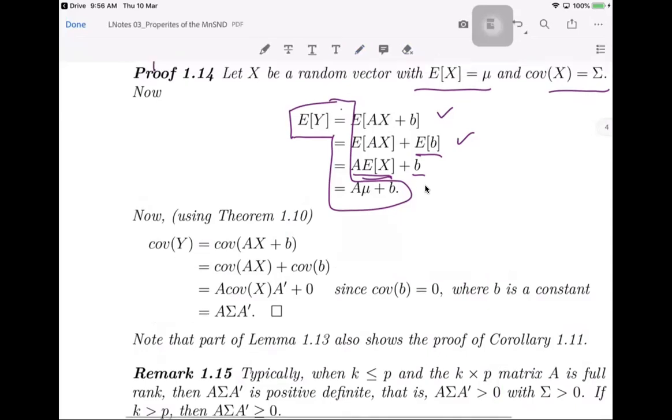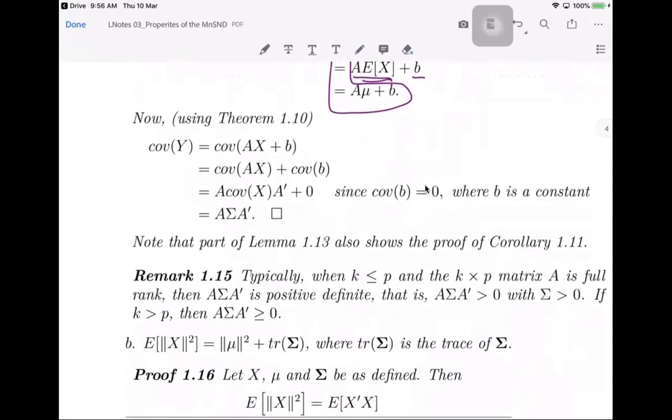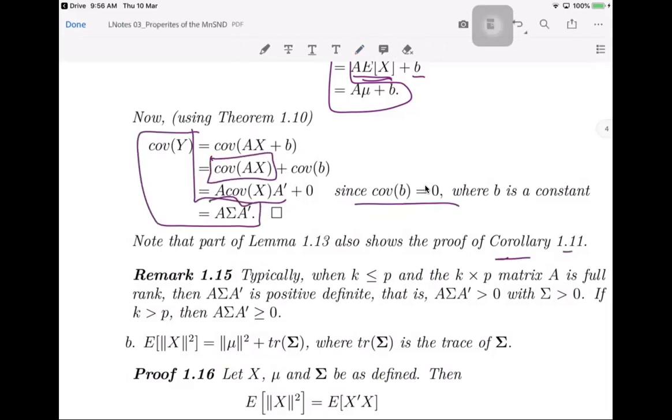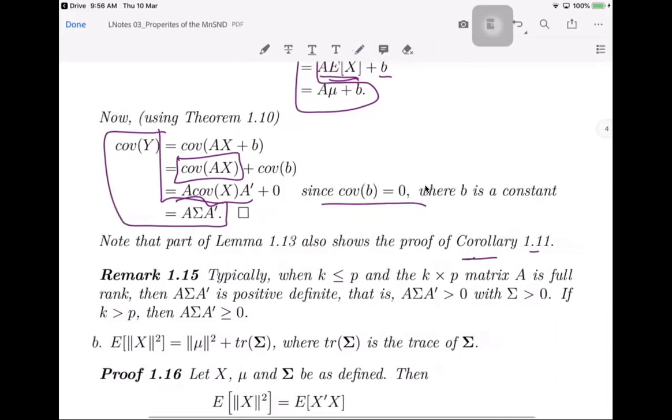And here, this is equal to this by the previous theorem, and the covariance of a constant is just 0. So we have this result. Note that this part of the lemma proves the corollary in the previous discussion, corollary 1.11. Okay.